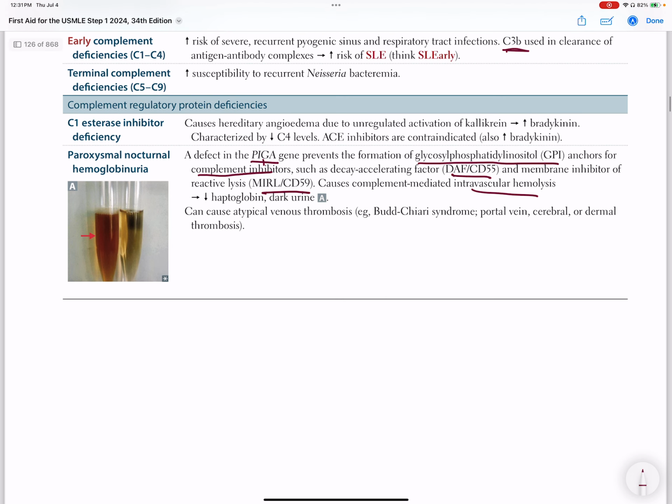Paroxysmal nocturnal hemoglobinuria: a defect in the PIGA gene prevents the formation of glycosyl phosphatidylinositol (GPI) anchors for complement inhibitors such as decay accelerating factor, DAF or CD55, and membrane inhibitor of reactive lysis, MIRL or CD59. This causes complement-mediated intravascular hemolysis, decreased haptoglobin, and dark urine. It can cause atypical venous thrombosis, such as Budd-Chiari syndrome, portal vein, cerebral, or dermal thrombosis.